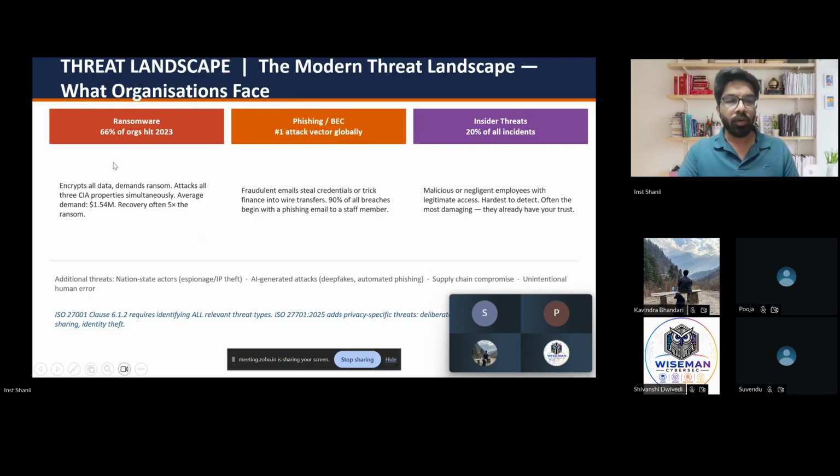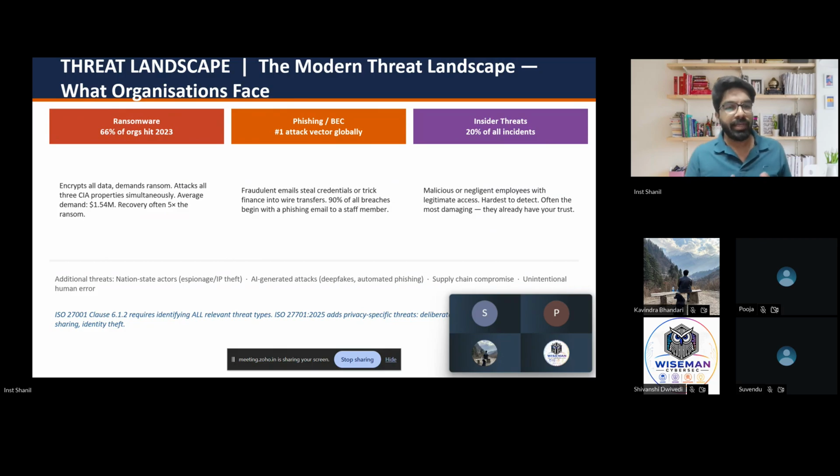ransomware. What it does, it encrypts all data. First of all, any hacker will encrypt all your company data. You will not be able to access anything. And then they will demand ransom to release your data back to you. It attacks all the three CIA properties simultaneously. Average demand which the study has identified was around $1.5 million, and the recovery amount which the company would have to bear is often 5 times of the ransom.